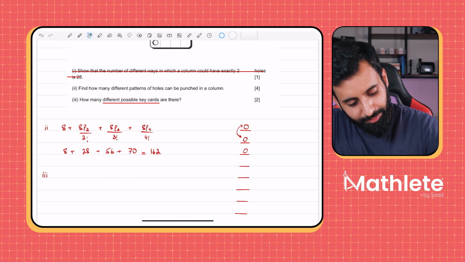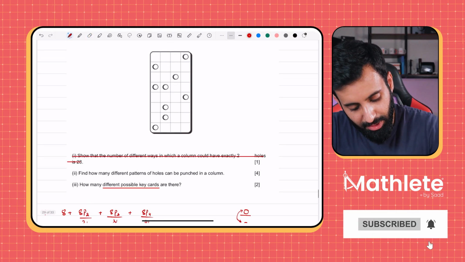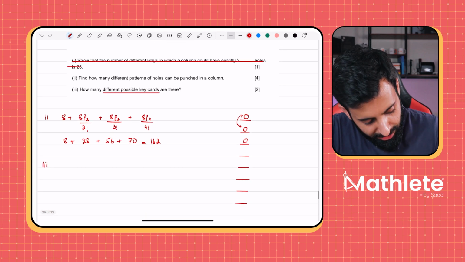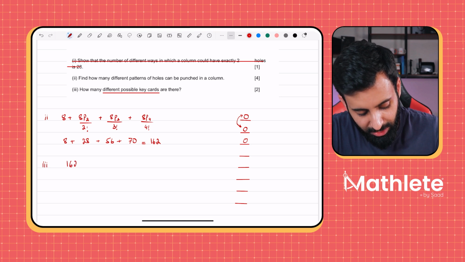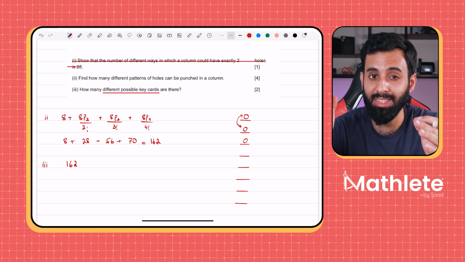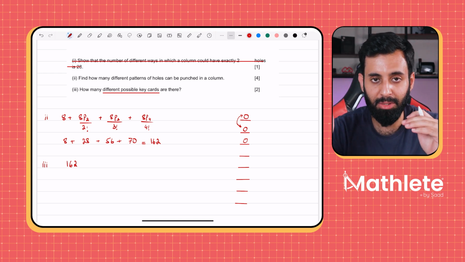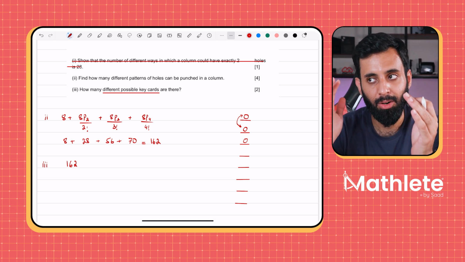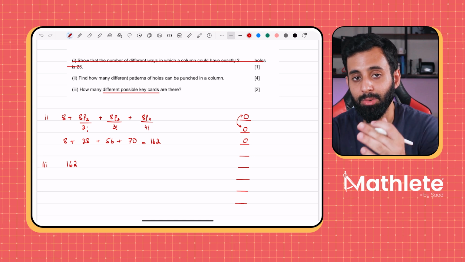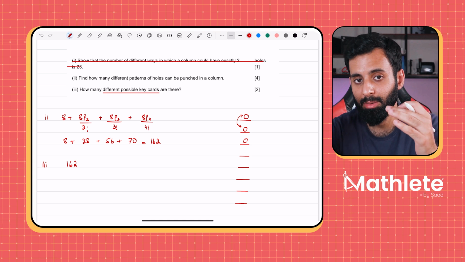Now here, we are talking about a card, okay? Now this card has how many columns? This card has 4 columns. As far as the first column is concerned, we can have 162 different outcomes. That means we can have 162 different patterns. And the same is true for every other column, okay? Because the question didn't say that column 1 will have 1 hole or column 2 will have 2 holes. In any of the columns, you can have 1, 2, 3, or 4 holes. So altogether, there are 162 different patterns per column.